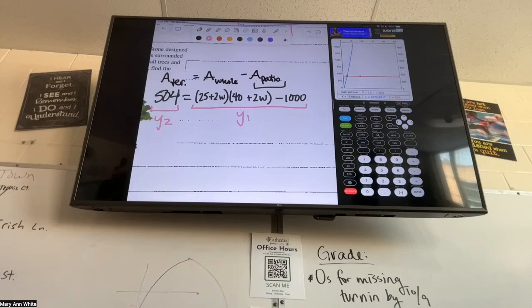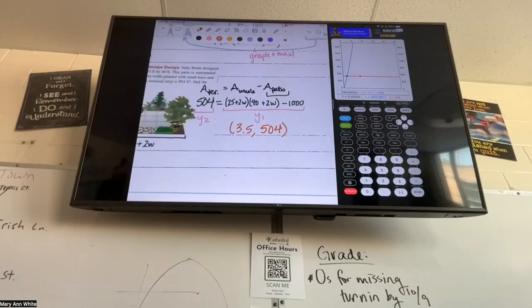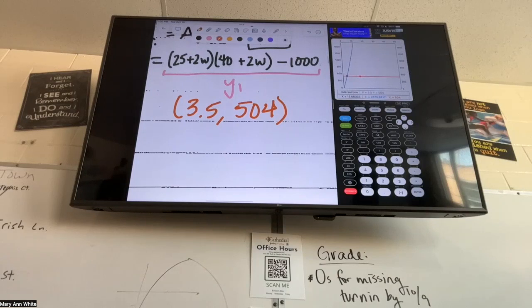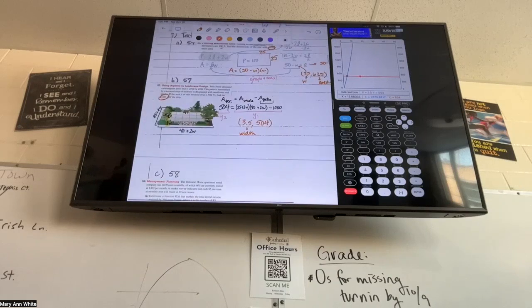Okay. My intersection point is at 3.5504. We wanted to find the width of my strip. Which of those is the width? 3.5, good, my X, that's the width of my strip. So we did it. Okay. 2 down, 3 to go.